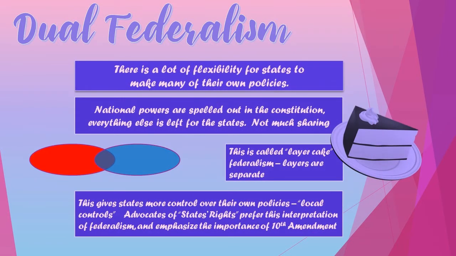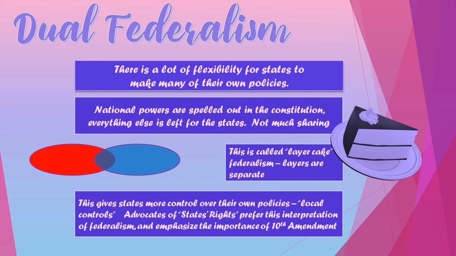So we call this system dual federalism, this system that is best suited to allow the states to have flexibility. If it is not written in the Constitution and says the national government does this, then your state has a lot of freedom to control that, and the people are closer to their state governments, and so the people will have more control over their own policies. This would create a system where national and state governments have very separate policies.